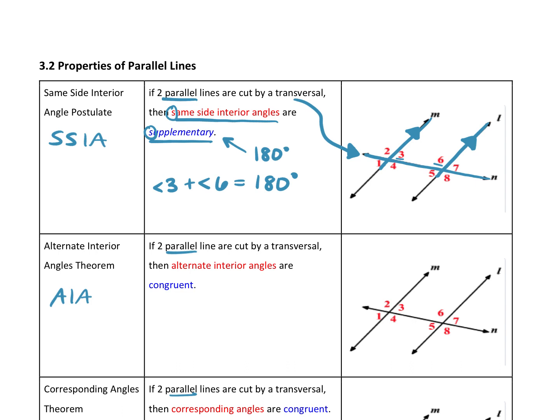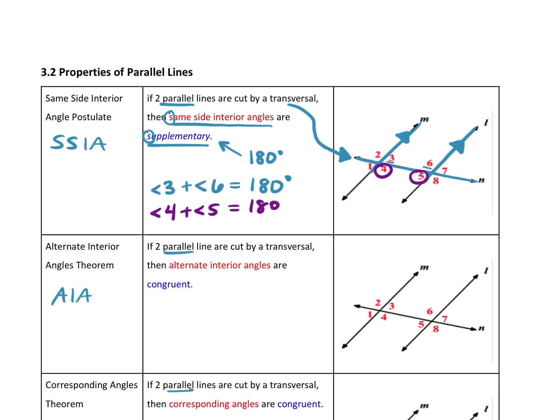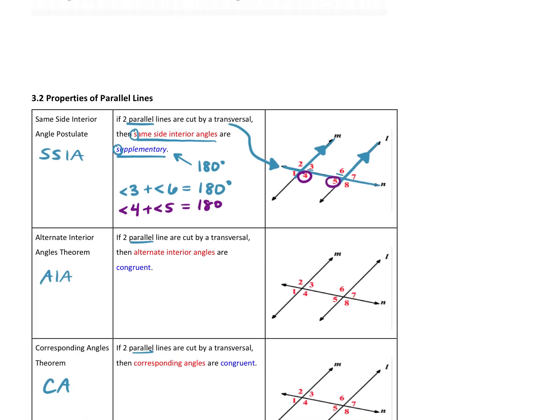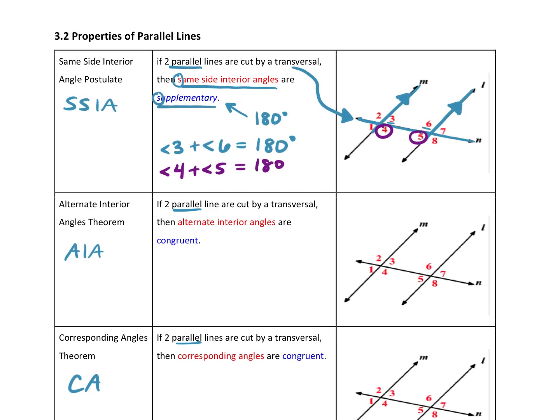Take a second, tell your neighbor, and I mean just a second, what the other set of same side interior angles would be. Did anyone actually do it? Hopefully you did. It would be angle 4 and angle 5. So angle 4 plus angle 5 will also equal 180 degrees. That is what the same side interior angles postulate says. Hopefully that is clear to you.